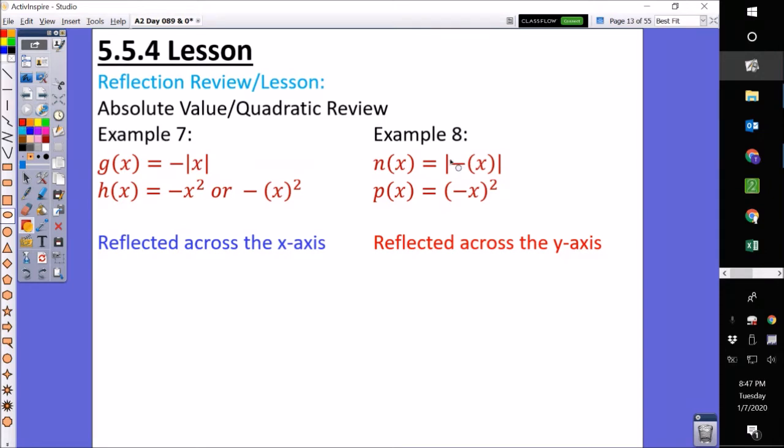And again, that is based on this negative sign that we have right here that's inside the absolute value lines and inside the outer parenthesis and in front of x. So when you have a problem like this and you're identifying, you're going to say reflected across the y-axis.